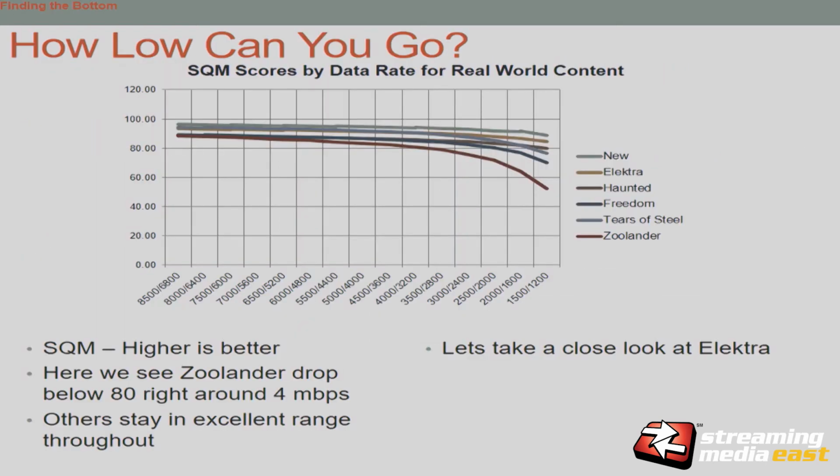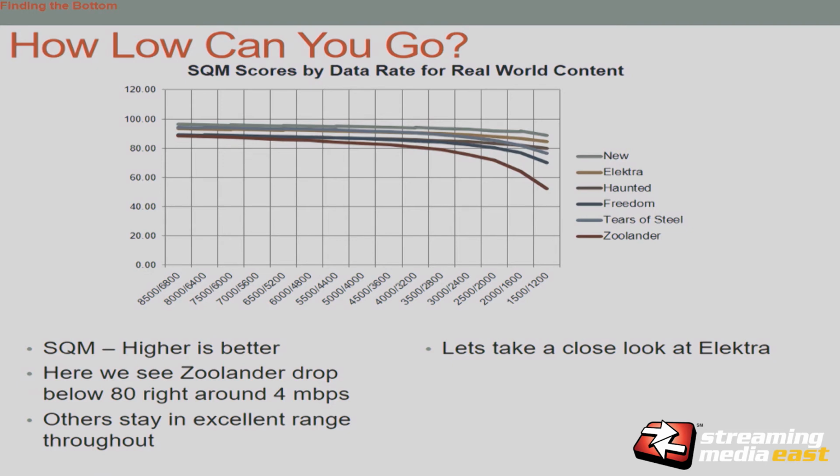And then, again, how low can you go? Here are the same files we talked about a few minutes ago. This is the SQM score, so higher is better. These are the high data rates, and these are the low data rates down here. When do we drop below a score of 80? It's going to vary by movie or clip. Here we see Zoolander drop below 80 at 3500 for 30 frames per second, and 2800 for 24 frames per second. So I can compare all those files similarly on this chart.